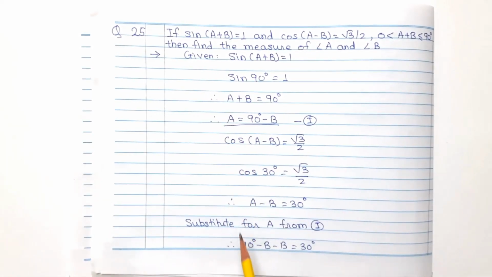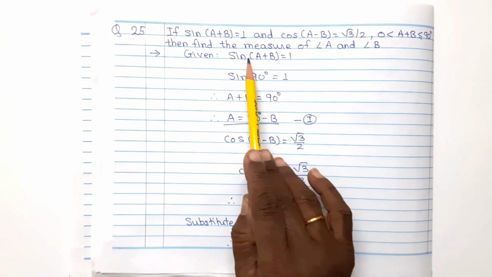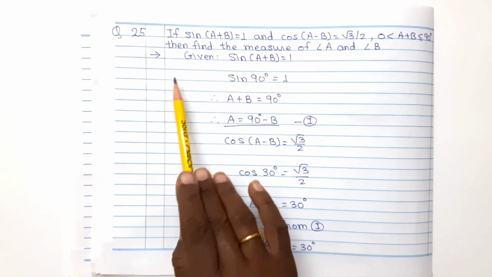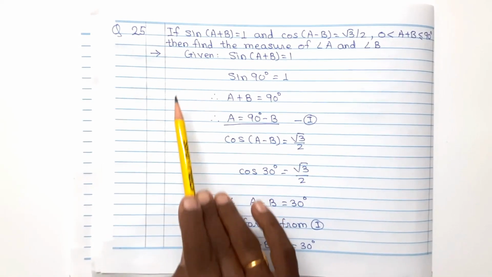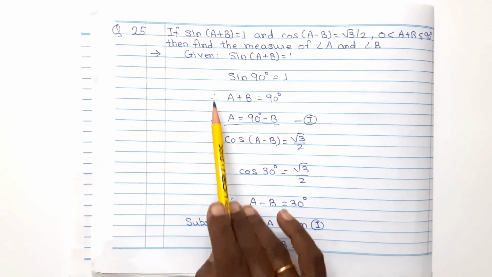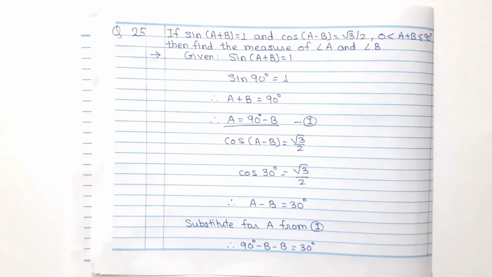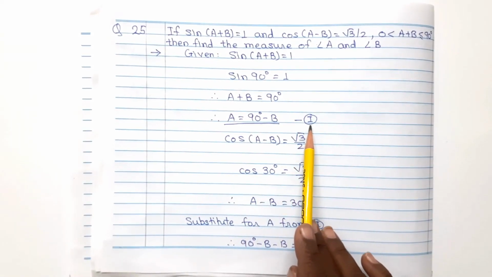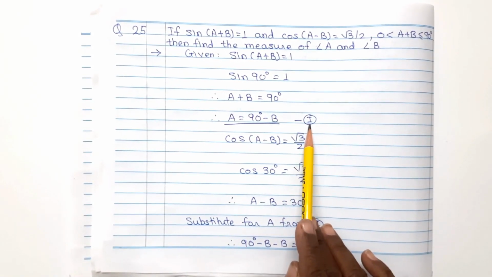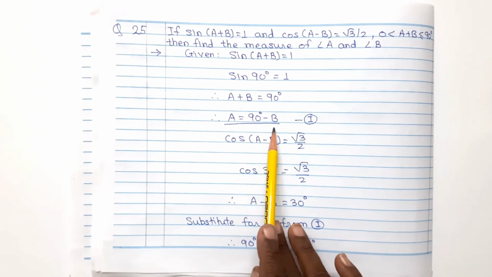Now see how it is solved. Given, I have written here. Then leave a line after each step. Therefore, wherever necessary, use therefore or equal to. Give equation numbers. This intermediate finding you have to underline.